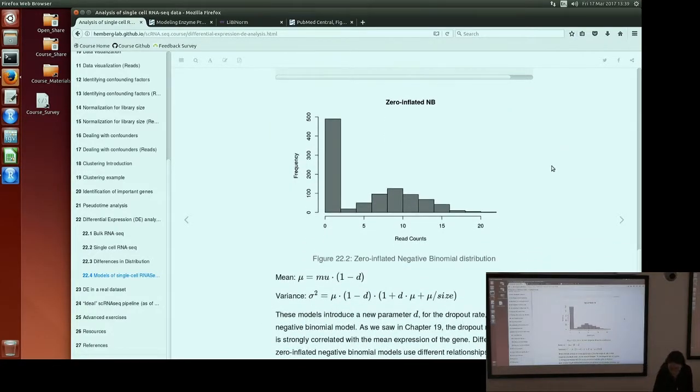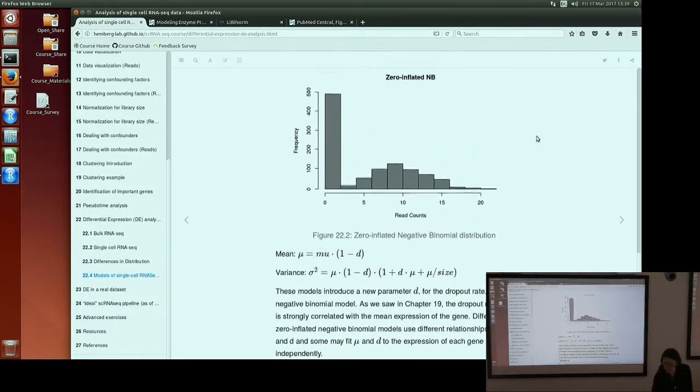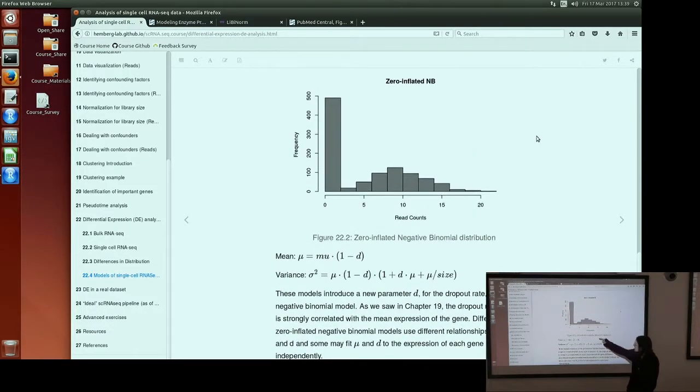Again, you can calculate the mean and the variance using these parameters to fit each of the parameters. But because we have three parameters now, if you want to fit the model to each gene, you need a third characteristic in order to fit all three parameters correctly.